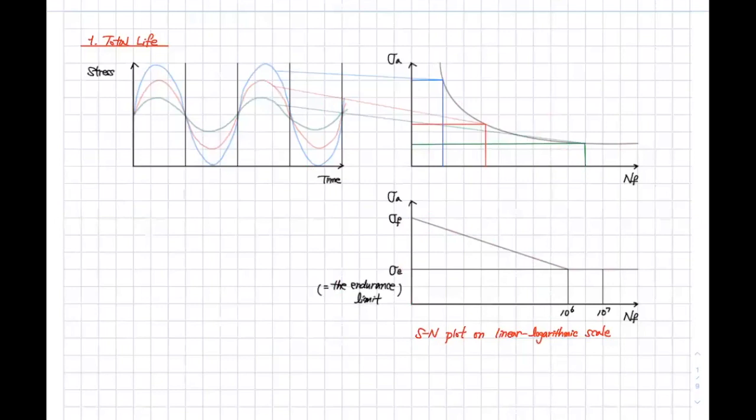If you try to express this kind of phenomenon in a mathematical way, that is the Basquin equation.